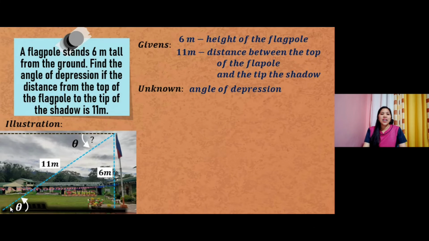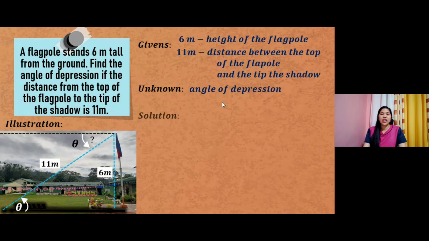Now, if we let this angle be our angle of reference, what side is 6 m and what side is 11 m? As you can see, we are able to form a right triangle. So this one is your opposite, while 11 m is your hypotenuse. So what ratio is applicable? Take note, opposite and hypotenuse. That is your sine ratio.